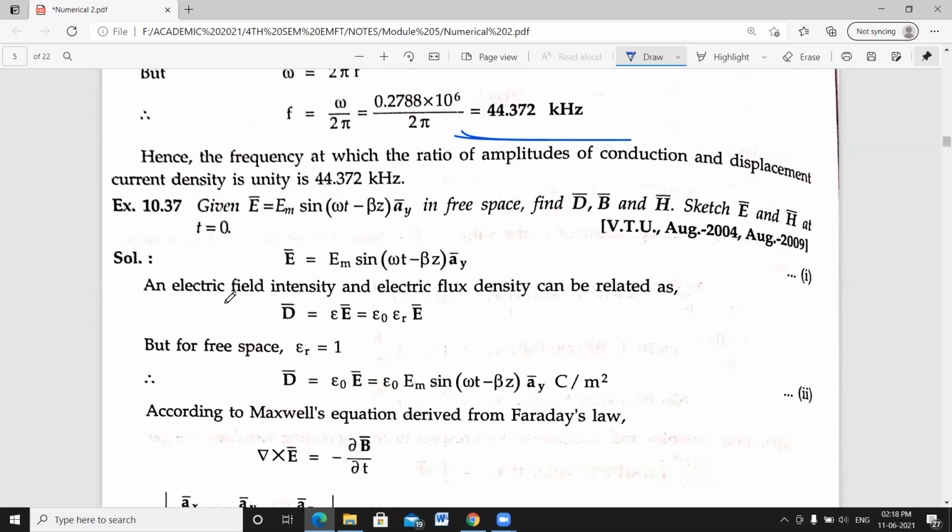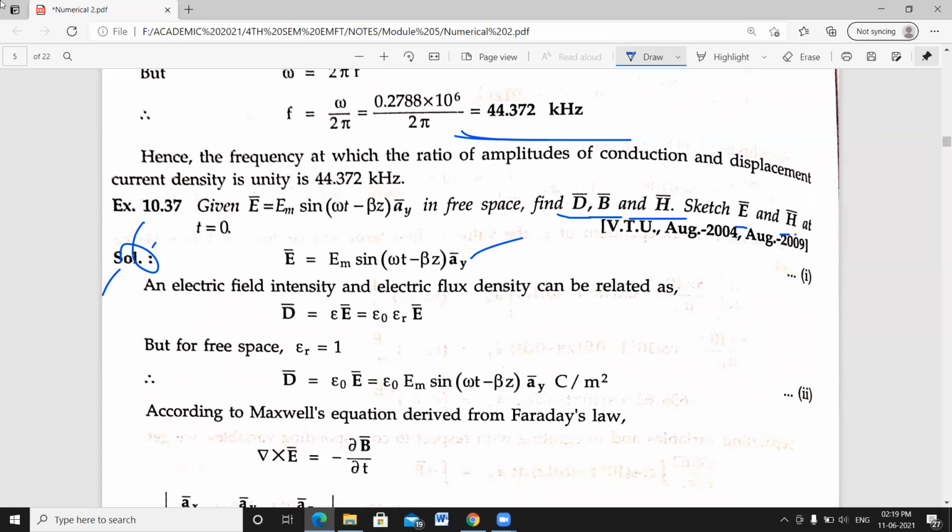And the next problem: the electric field intensity is given as Em sin(omega t minus beta z) into az in free space. Find the electric flux density, magnetic flux density, and magnetic field intensity, and sketch the electric field intensity with the magnetic field intensity at time t equal to 0. This question is asked for 6 to 8 marks. This is the given equation, written as it is.